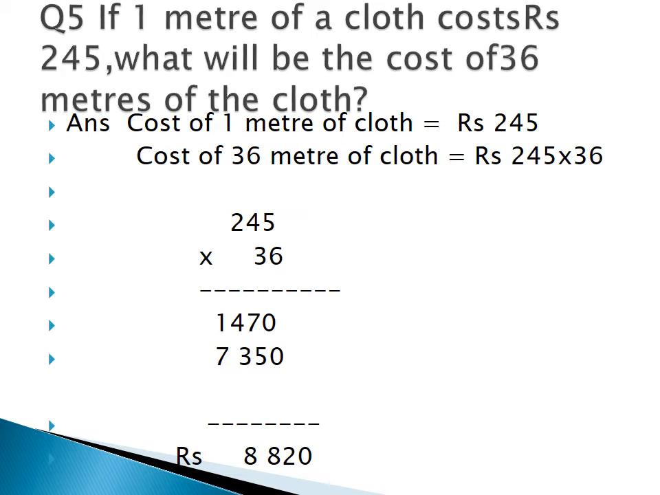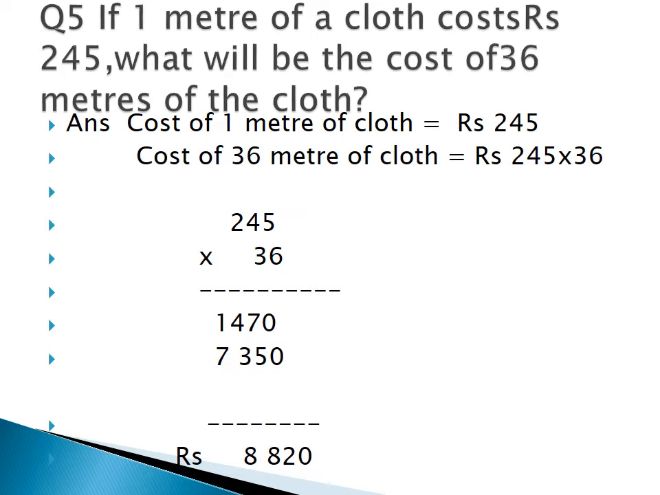First of all, you have to write down the statement. Try to write from the question only. Okay, then let's start. Cost of 1 meter of cloth is equal to rupees 245. Second statement, cost of 36 meters of cloth is equal to rupees 245 multiplied by 36.